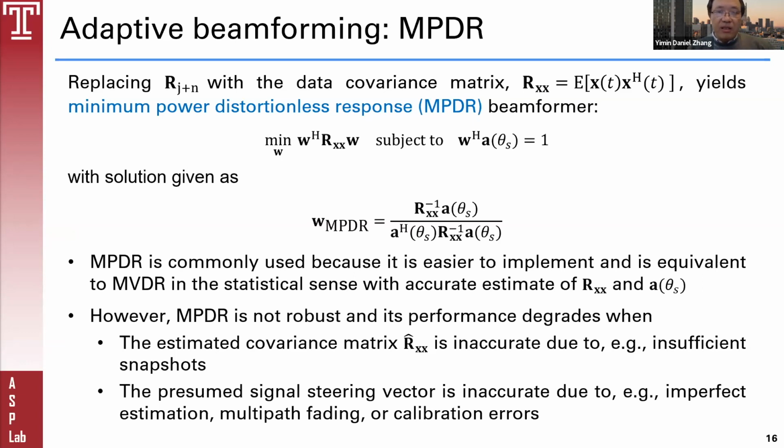However, MPDR is not robust, and its performance degrades when the estimated coherence matrix R_XX hat is inaccurate, for example because of insufficient data snapshots, or when the presumed desired signal steering vector is inaccurate, maybe due to imperfect estimation, multipath fading, or calibration errors.